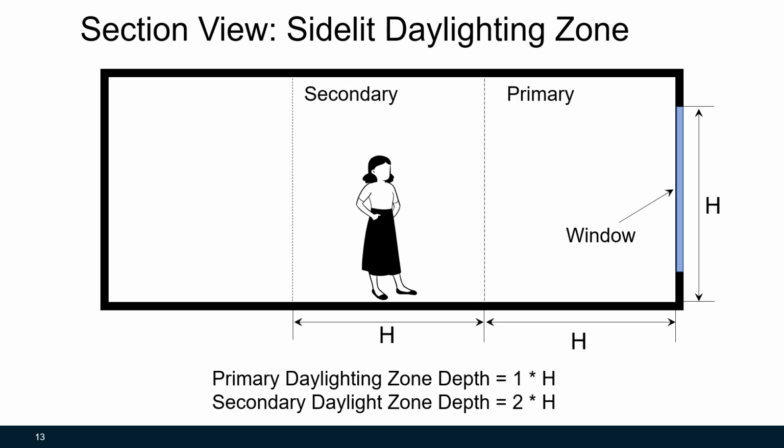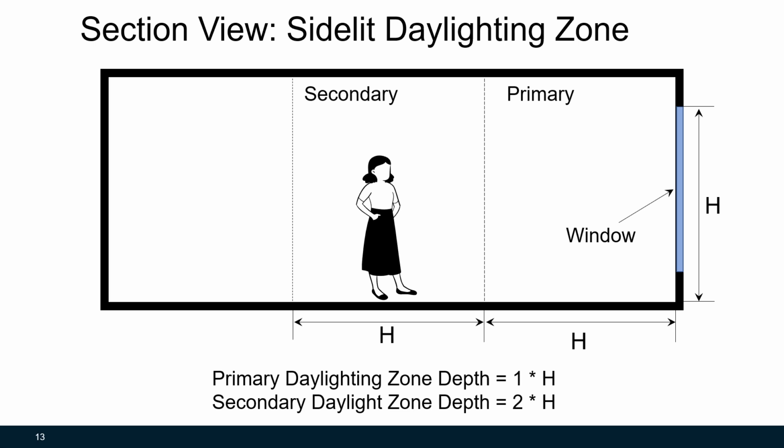So more specifically, where do energy codes and UFCs require daylighting controls? Automatic daylight controls are required in both primary and secondary side-lit zones, as well as in top-lit daylighting zones. Automatic refers to the lighting control system's ability to adjust electric light levels in response to available daylight without occupant intervention. Note that this figure is in section view, which is another way of saying from the side.